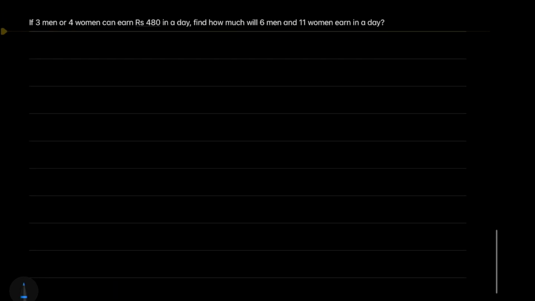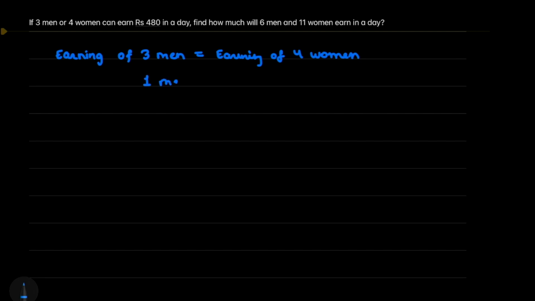Let's try this one final example before we move on to inverse variation. So if 3 men or 4 women can earn 480 rupees a day, we need to find how much 6 men and 11 women will earn in a day. Let's start with comparing the earnings first. So earning of 3 men is equal to earning of 4 women. Earning of 1 man would be earning of 4 by 3 women. So earning of 6 men would be 4 by 3 into 6 women.